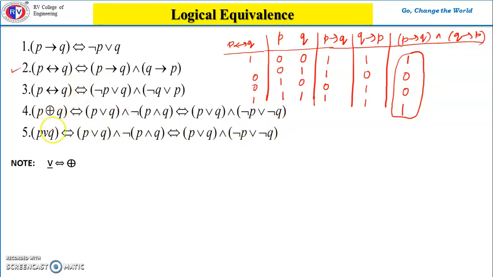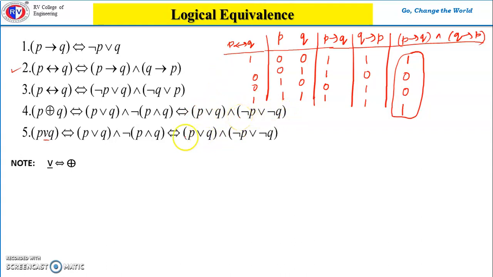This is exclusive or. P exclusive or Q is logically equivalent to P or Q and negation of P and Q, or P or Q and negation of P or negation of Q. So all these can be verified using a truth table.